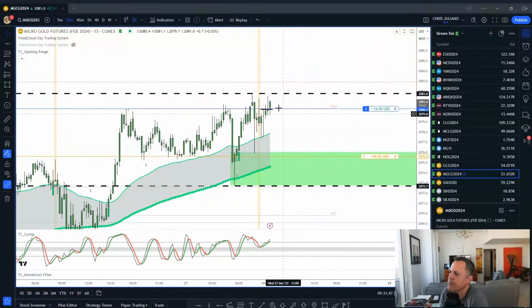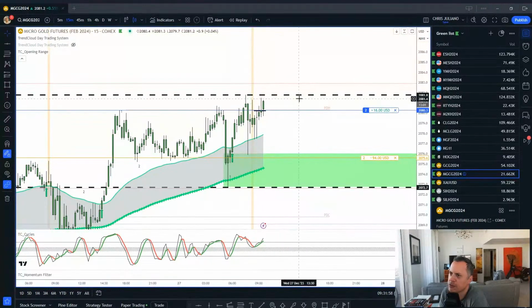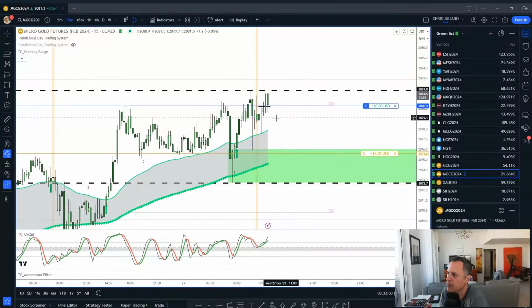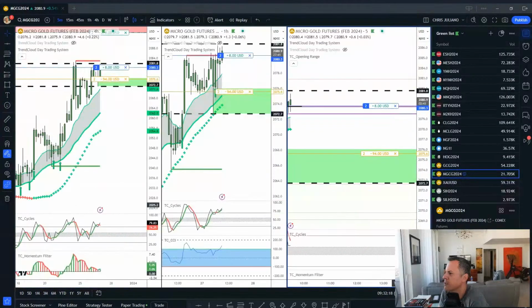Very nice. Let's hope that we get a nice breakout here now on gold and start heading towards that target. So in the gold trade, we took the 5-minute TrendCloud signal right here, and we're breaking out to the upside. So we took this TrendCloud signal, and this was, let's see here, that's the 15-minute chart.